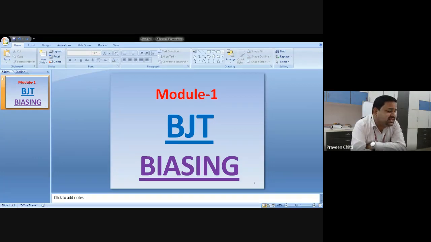Since there are three terminals, emitter, base, and collector, the three currents are designated as emitter current IE, base current IB, and collector current IC. Similarly, the voltages between the different terminals are designated as VBE, the base emitter voltage; VCE, the collector emitter voltage; and VBC, the base collector voltage.